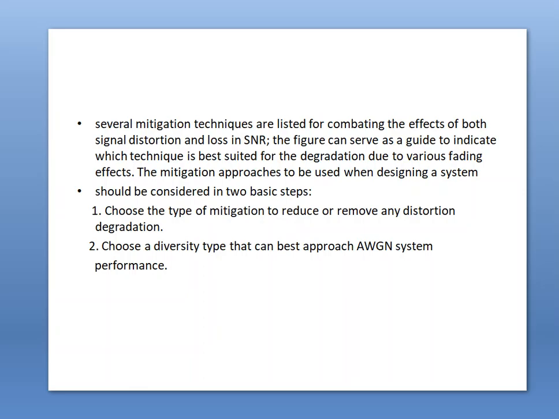The mitigation approaches to be used when designing a system should consider two basic steps. The first one, choose the type of mitigation to reduce or remove any distortion or degradation. Second one, choose the diversity type that can best approach AWGN system performance. Once again, I repeat, in order to remove the fading effect in the channel, we are supposed to use two basic mitigations. First, choose the type of mitigation to reduce or remove any distortion, degradation. And second, choose a diversity type that can best approach AWGN performance.